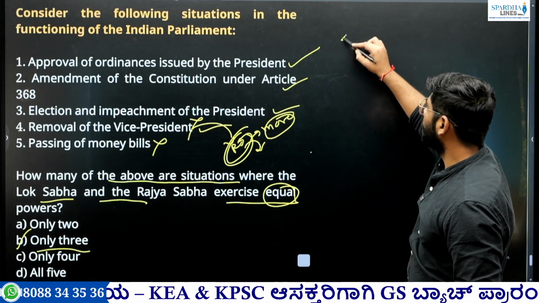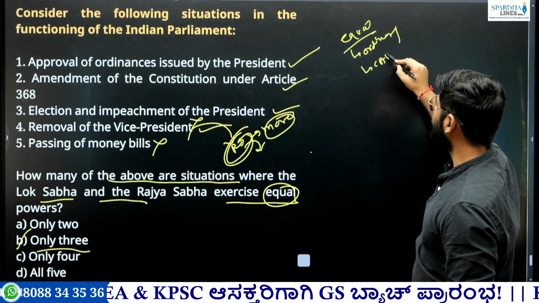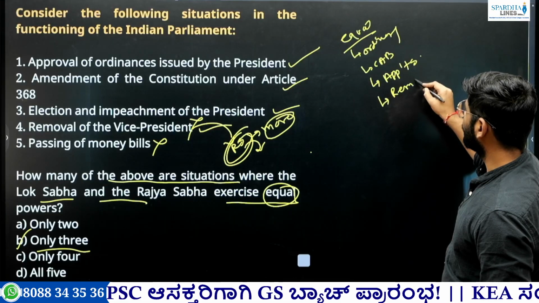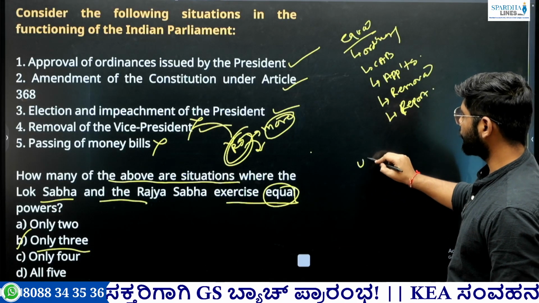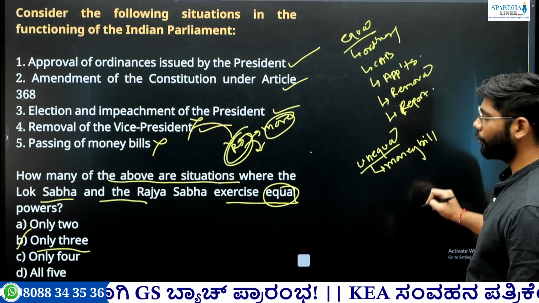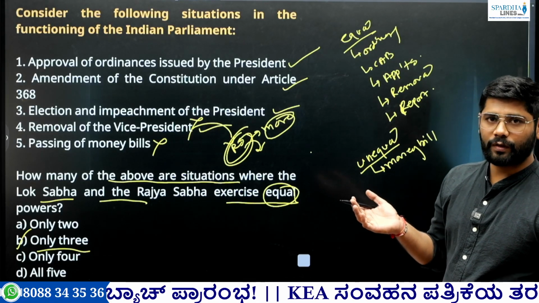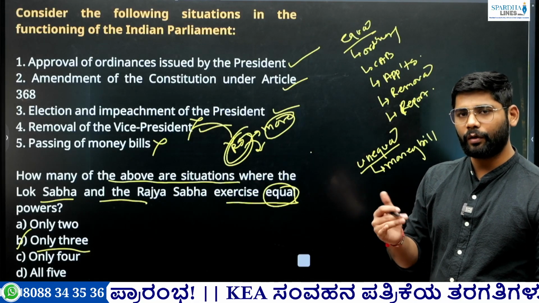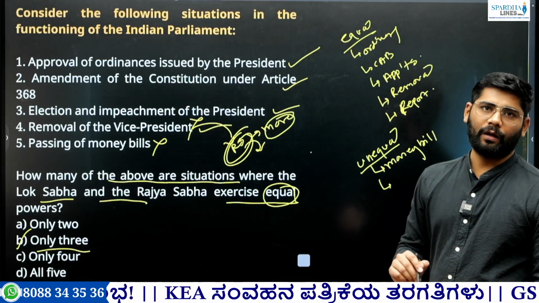So when it comes to equal power, we find it in ordinary bills, constitutional amendment bills, appointments, removal of certain constitutional posts, and consideration of reports. When it comes to unequal power, we find Lok Sabha in the money bill, because it must be introduced in Lok Sabha, and the Speaker has power to decide whether it is a money bill or not. Ultimately Lok Sabha has the superseding power, because within 14 days Rajya Sabha needs to give its recommendation. If they don't give a recommendation, it will be considered passed by the Rajya Sabha. So the money bill has unequal power.